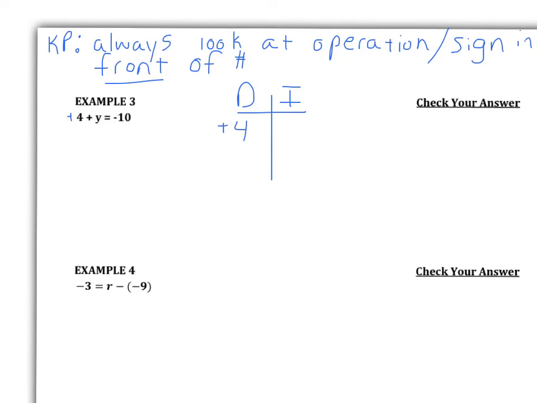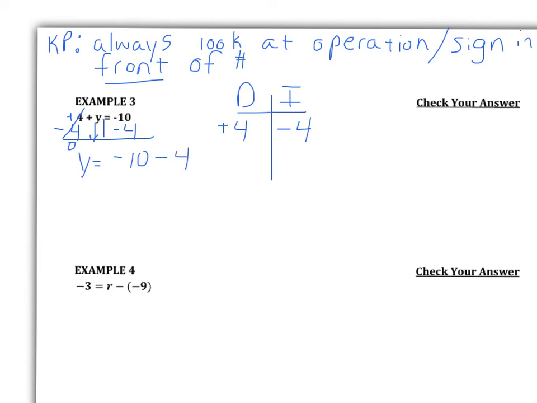So we have to ask ourselves, how do I get that 4 to the other side? What's the inverse? How do I undo that positive 4? The answer is I subtract 4, or you could say a negative 4. So on both sides of the equation, we have to subtract 4. Our goal is to get these two things to cancel. The positive 4 and the negative 4 do cancel to be 0, and make sure you write that 0 in. Bring down the y. So y is equal to negative 10 minus 4.